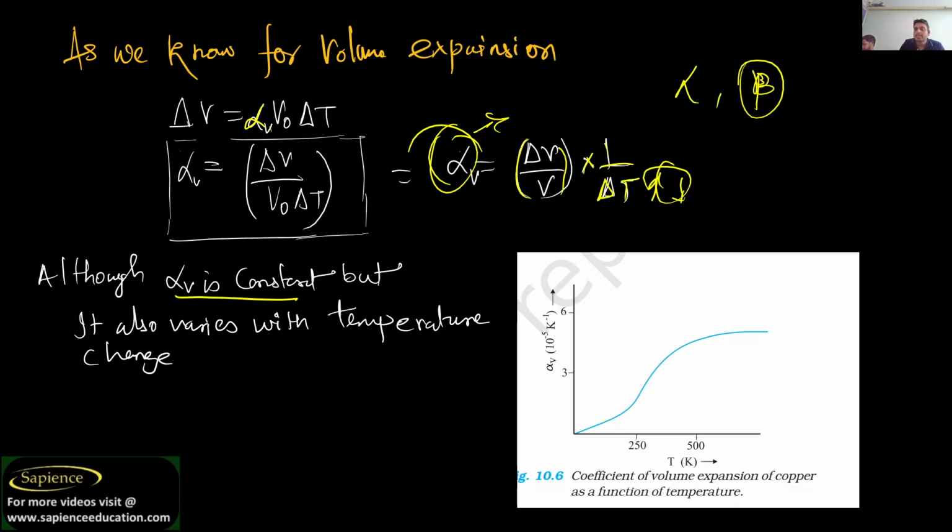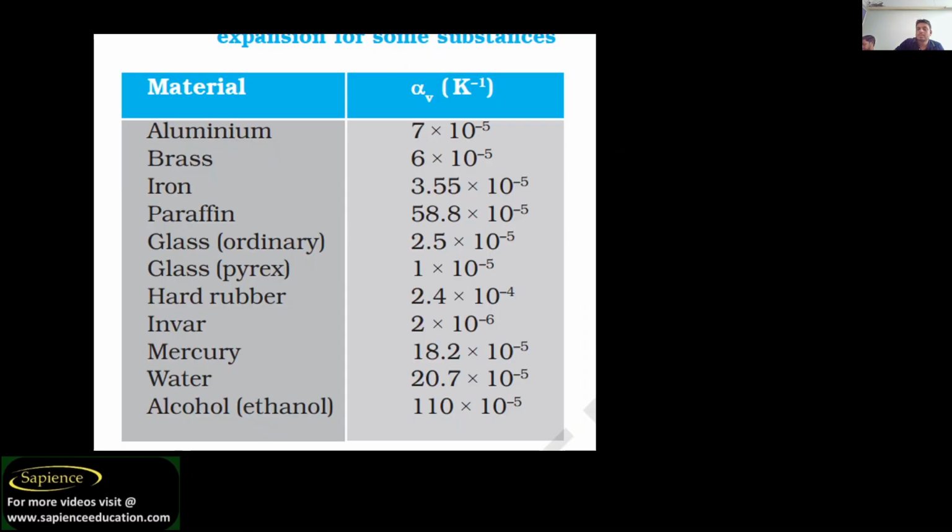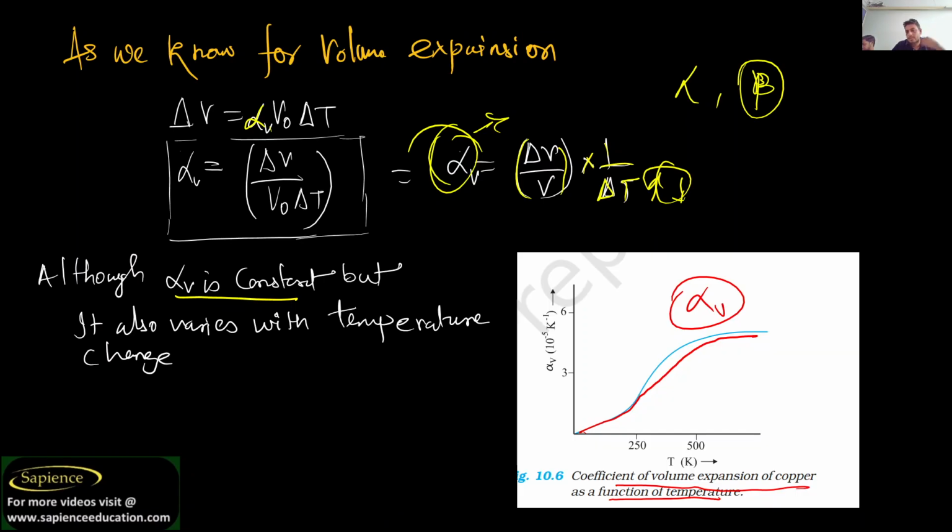So here we can see the coefficient of volume expansion for copper as a function of temperature. If you see here, as temperature increases in this step, alpha volumetric changes. So this is the alpha V value, right?